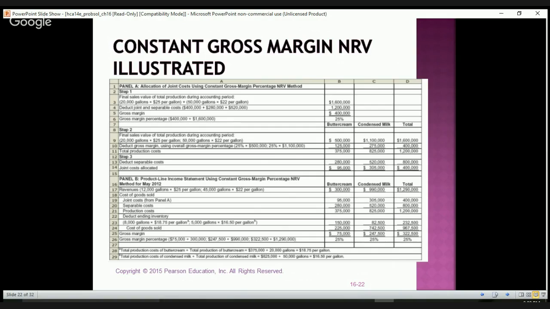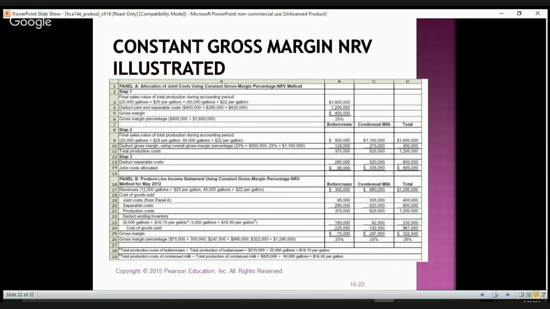In panel B, we again calculate the gross margin. First thing we do is 12,000 times the 25 and 45,000 times the 22. So we have 300,000 in buttercream and 990 in condensed milk. Our joint costs from panel A, which are going to be 95,000 and 305. Our separable costs of 280 and 520. So total production cost for buttercream is 375 and condensed milk is 825.